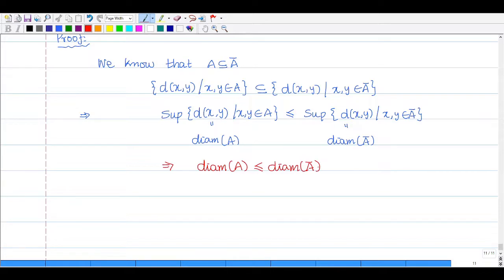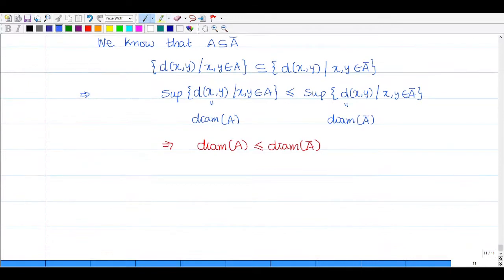Now we need to show that the converse part. Okay, so converse சொல்றதுக்கு என்ன சொல்ல போறேன் அப்படின்னா now we need to show that, என்ன சொல்லணும் converse சொல்லணும் so that diameter of A closure which is less than or equal to diameter of A. இதை நான் சொல்ல போறேன்.